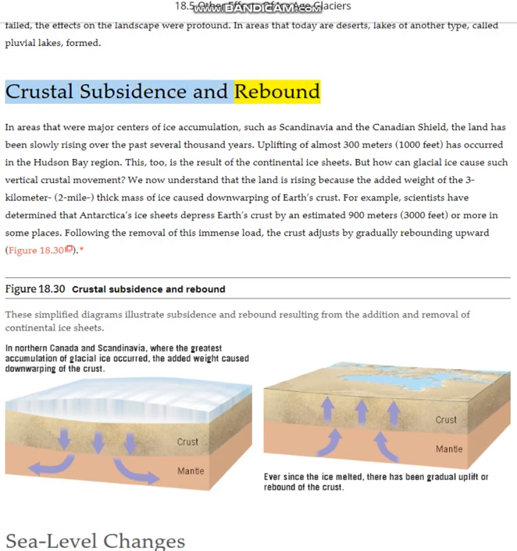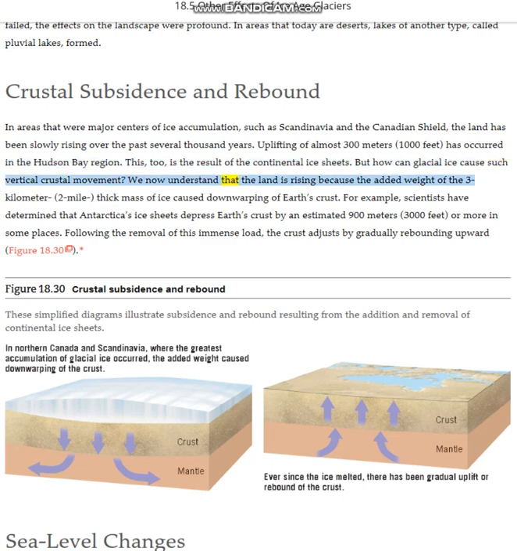Crustal subsidence and rebound. In areas that were major centers of ice accumulation, such as Scandinavia and the Canadian Shield, the land has been slowly rising over the past several thousand years. Uplifting of almost 300 meters, 1,000 feet, has occurred in the Hudson Bay region. This, too, is the result of the continental ice sheets. But how can glacial ice cause such vertical crustal movement?